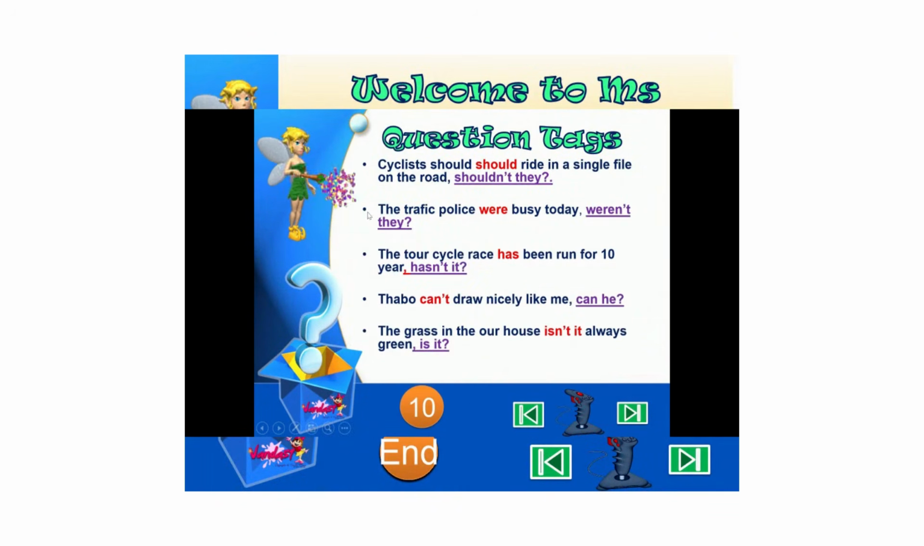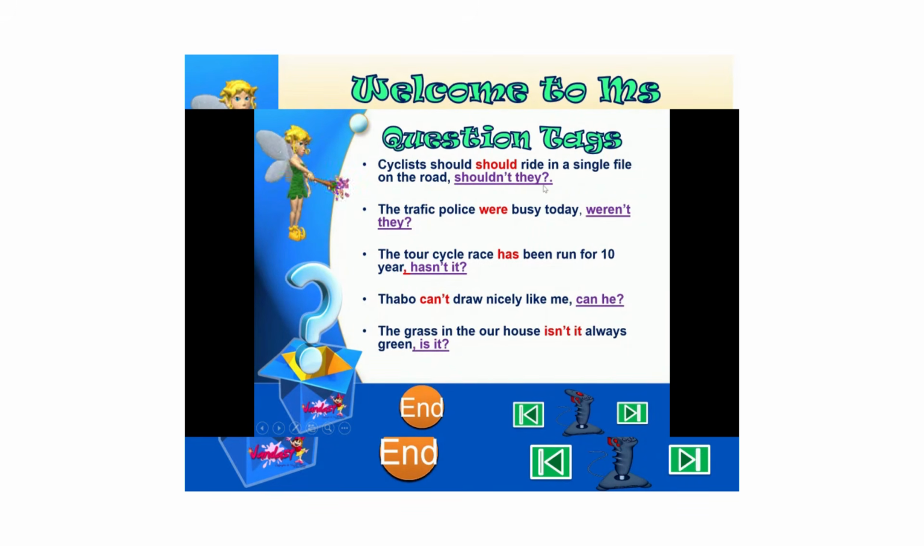All right. We have the first sentence: a cyclist should ride in a single file on the road. We study the sentence. One, you determine whether the sentence is in a positive or a negative form. So when I look at the sentence, it is in a positive form. Where is your auxiliary verb? The auxiliary verb is the word should, right? Now you take the word should, you contract it to say shouldn't they.